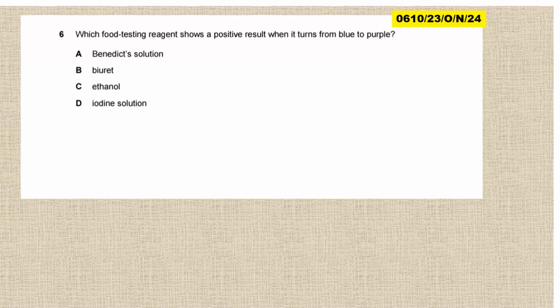Let us look at this one. So this is paper 2, variant 3, October, November 2024. Which food testing reagent shows a positive result when it turns from blue to purple? Look at how clever questions are asked. So here is biuret. You know that you are testing for proteins.